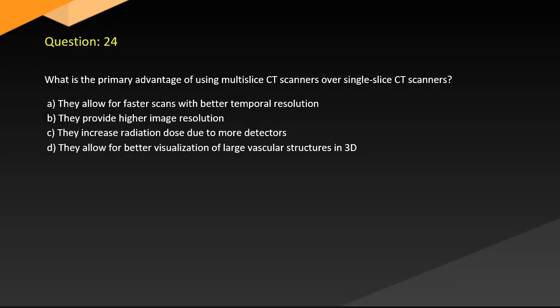Question 24. What is the primary advantage of using multi-slice CT scanners over single-slice CT scanners? A. They allow for faster scans with better temporal resolution. B. They provide higher image resolution. C. They increase radiation dose due to more detectors. D. They allow for better visualization of large vascular structures in 3D.